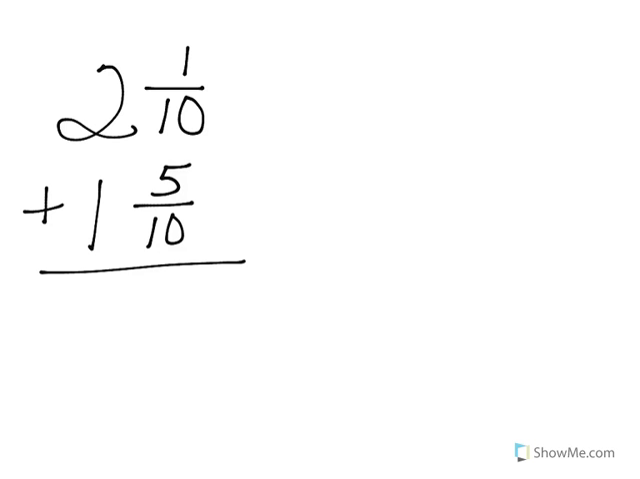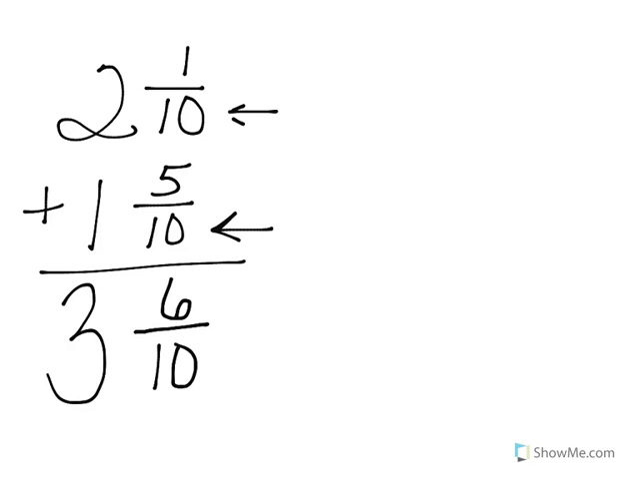Let's take a look at another problem. I have 2 1/10 plus 1 5/10. I'm going to remember to add my fractions together, and when I add and subtract fractions, my denominator stays the same. Because I have a 10 in both mixed numbers, I can go ahead and add. I'm just going to copy that denominator down. And 1 plus 5 is 6. So I have 6/10. Now I can add my whole numbers. 2 plus 1 is 3.